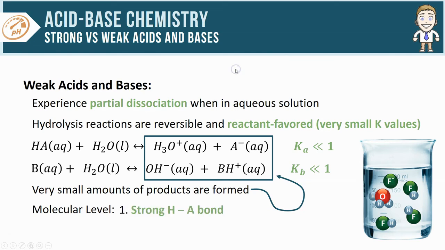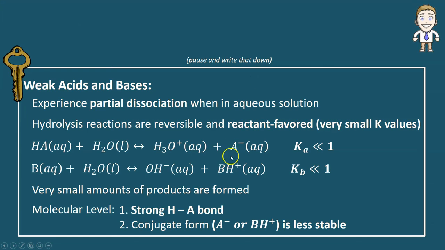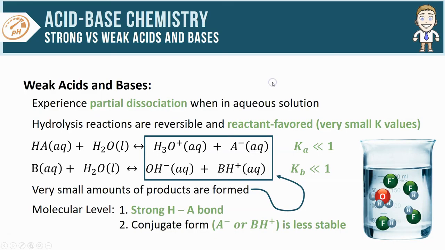On a molecular level, this correlates to a stronger HA bond, at least for the acid form. So that means most of the H's will stay attached to the rest of the acid, or the conjugate form. In the case of acids, the A-, or for bases, the BH+, is actually less stable, so you end up with less of those products. These make up some of the final key ideas for this video. Make sure to pause and take some time and write those down too.